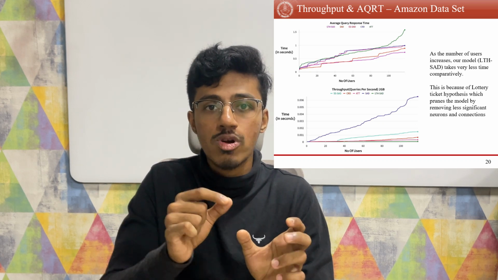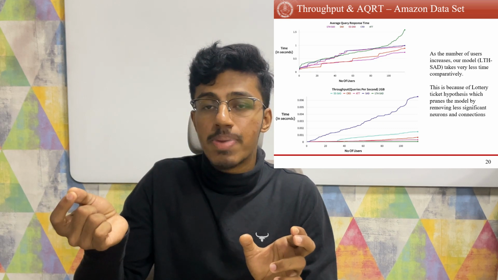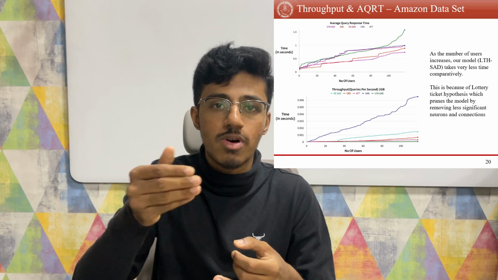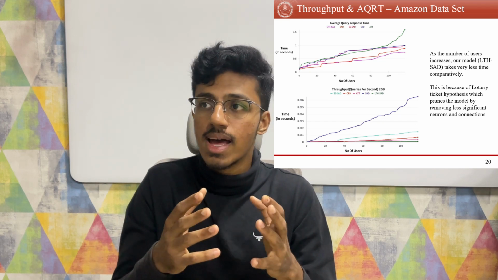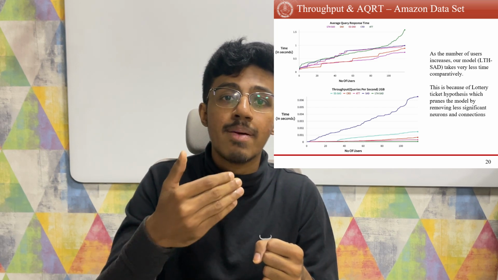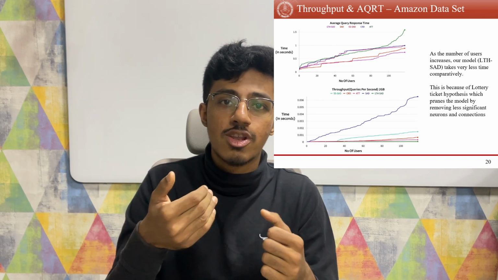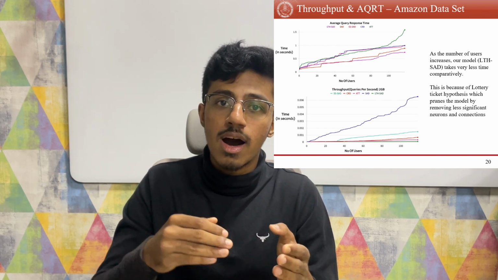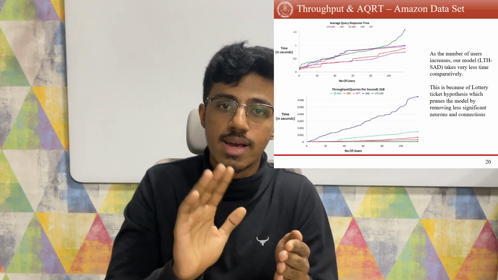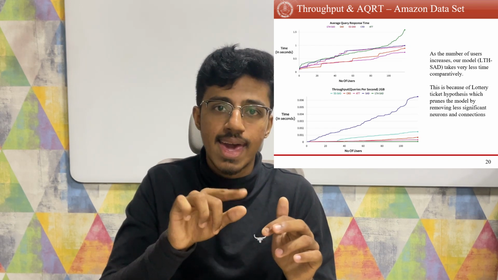Throughput talks about the time taken by our model to predict one output, and AQRT stands for average query response time. It states how much time our model takes to recommend top K products. Say you are using Spotify or Amazon, when you enter, the Amazon site will recommend you top 5 products. So AQRT tells exactly that. Here we have taken K as 5.